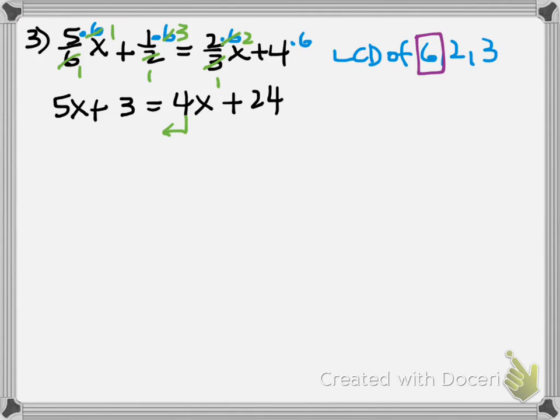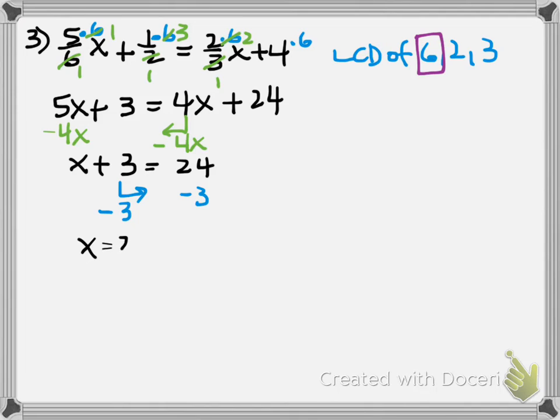I'm going to go to the left with my x's. I'm going to subtract 4x from both sides. That gives me 5x, take away 4x is an x, plus 3 equals 24. And then I'm going to go to the right with my constants. Opposite would be subtracting 3 from both sides. And I get x equals 21.